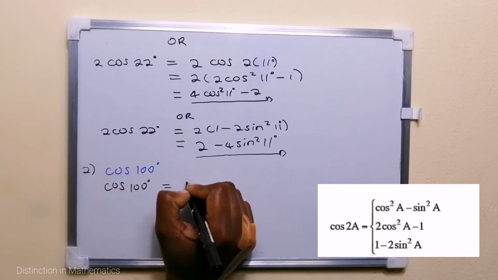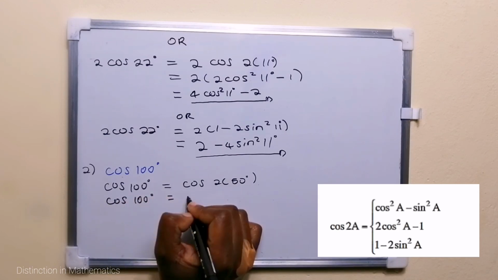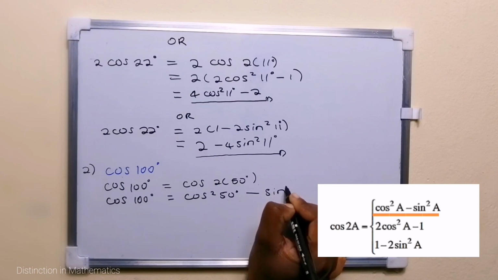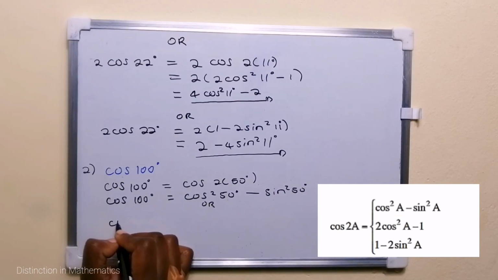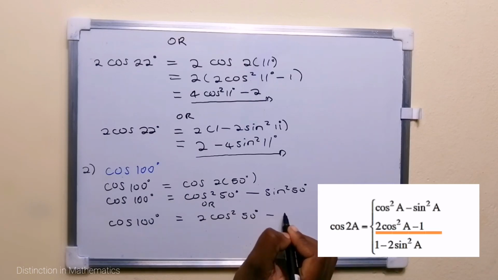And now to expand cos 100 degrees using double angle formula for cos, we'll have cos squared 50 degrees minus sine squared 50 degrees. Another one would be 2 cos squared 50 degrees minus 1, and another would be 1 minus 2 sine squared 50 degrees.